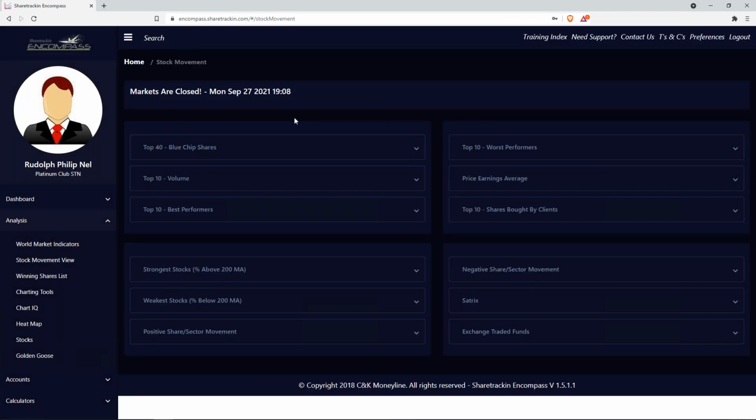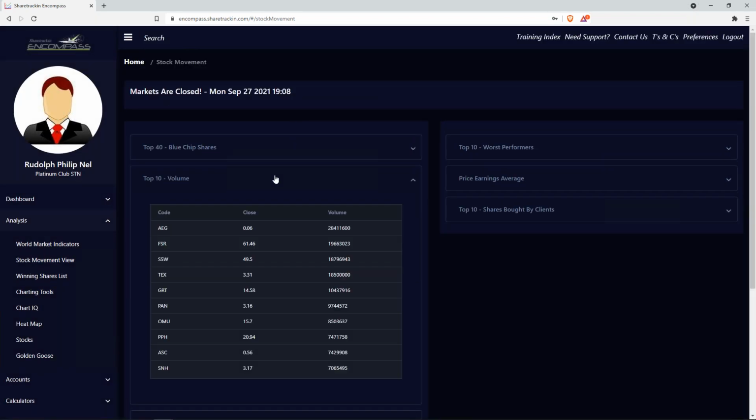So below your top 40 blue chip shares would be your top 10 volume. So this would be, as I said previously, the volume is the amount of shares that's been traded for the day, not the amount of transactions. But this volume here would be basically for the last 23 trading days. So it's not going to be for the day, it's going to be for the last month.